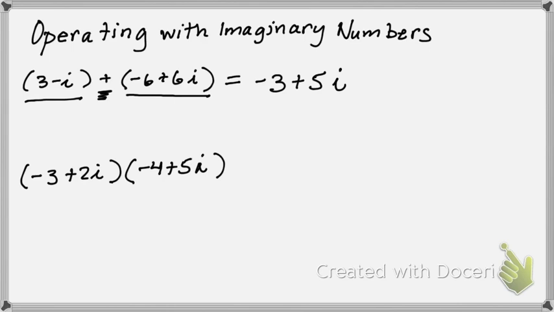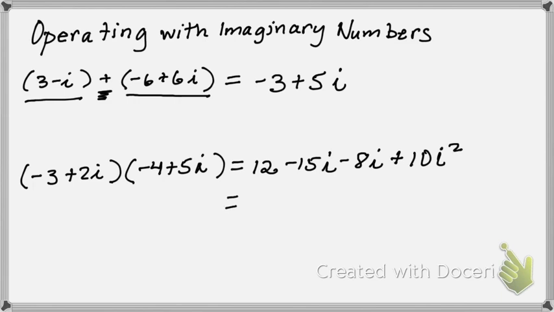Here we have multiplication of two imaginary numbers, -3 plus 2i and -4 plus 5i. And multiplying these, we are simply executing a FOIL. So -3 times -4 is 12. And then on the outside, this -3 times 5i is -15i. On the inside, I've got 2i times -4, which is -8i. And then the last one here, 10i squared. So that's plus 10i squared.